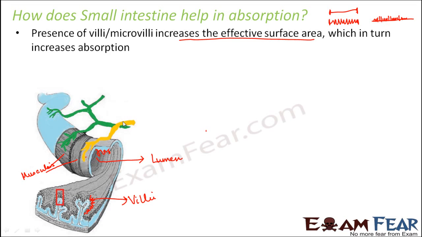Once the absorbed nutrient goes into the blood, it is the responsibility of the blood to carry it to different parts of the body. So once it reaches the blood vessels, the job is done, right? Now let us look at a closer view of the villi.